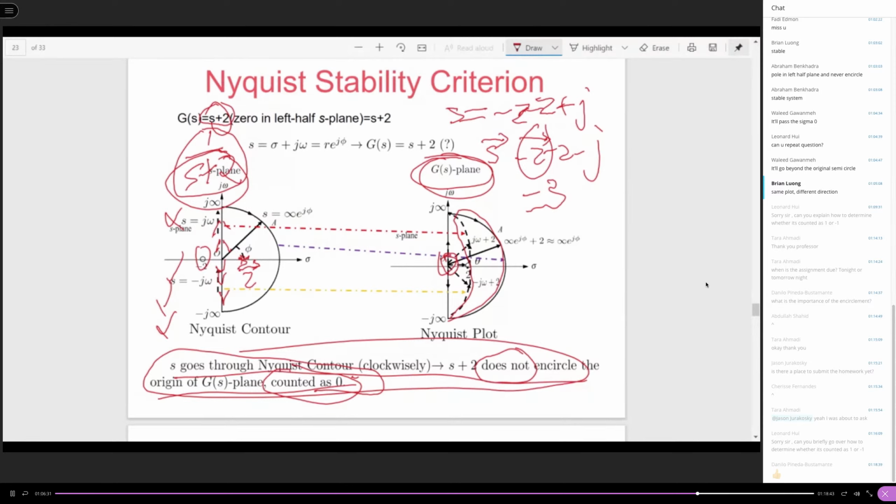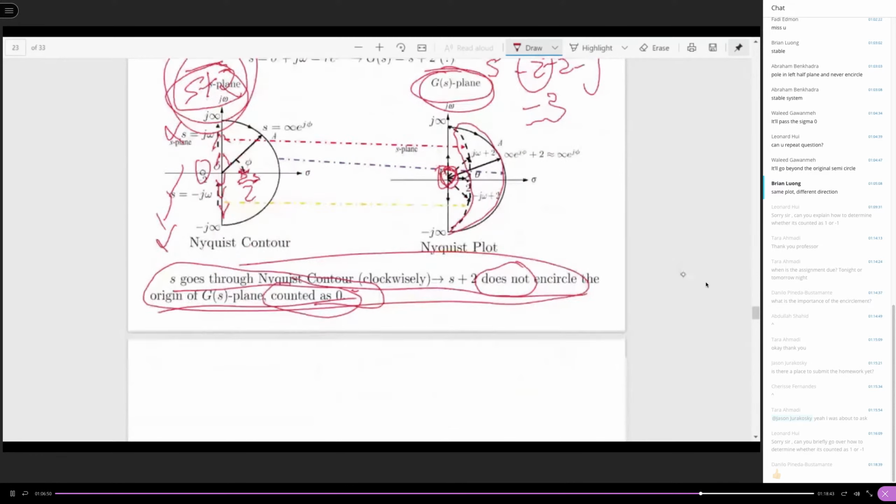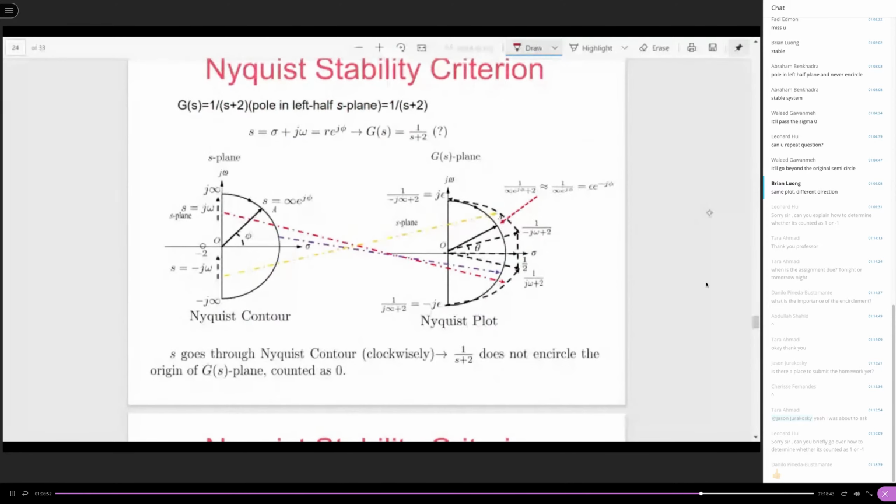So if S plus 2 does not encircle the origin, so what? You will not get an encirclement for the 1 over S plus 2 again, right? If it does not encircle the origin, I don't care whether it's clockwise or counterclockwise. So that is the conclusion that we're going to have.